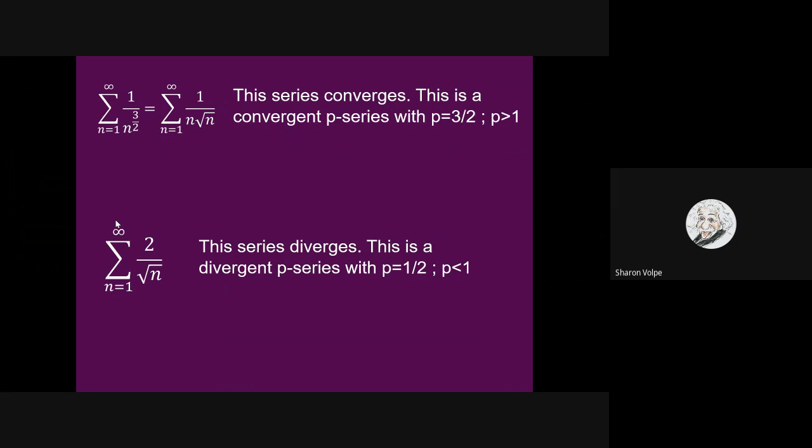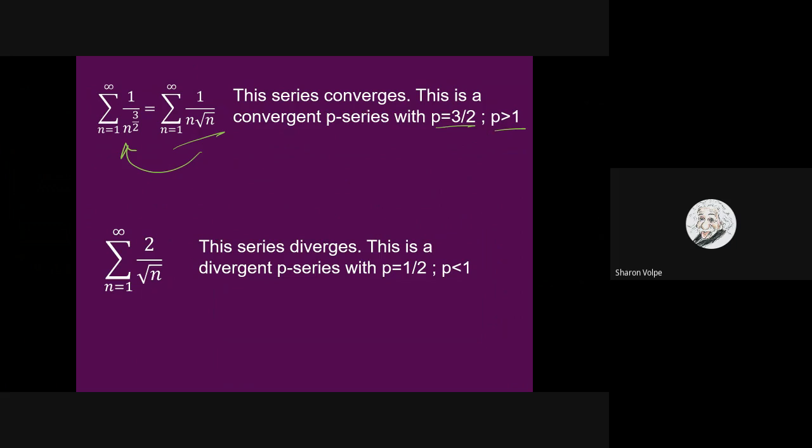So I have 1 over n to the 3 halves. Now, you don't have to write it like this, but I just wanted to give you the heads up. You might see it like this. You would probably be more likely to get this and expected to realize that that is the same thing. And I would write the series converges, convergent P series, P equals 3 halves, and P is greater than 1. Make sure you make it very clear you know what the P series is and what the stipulations are.